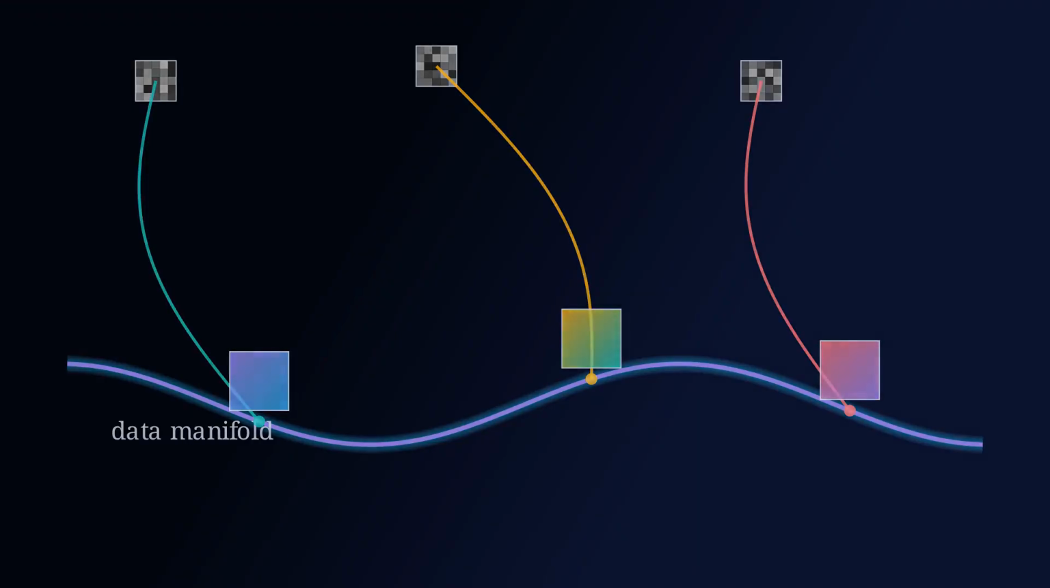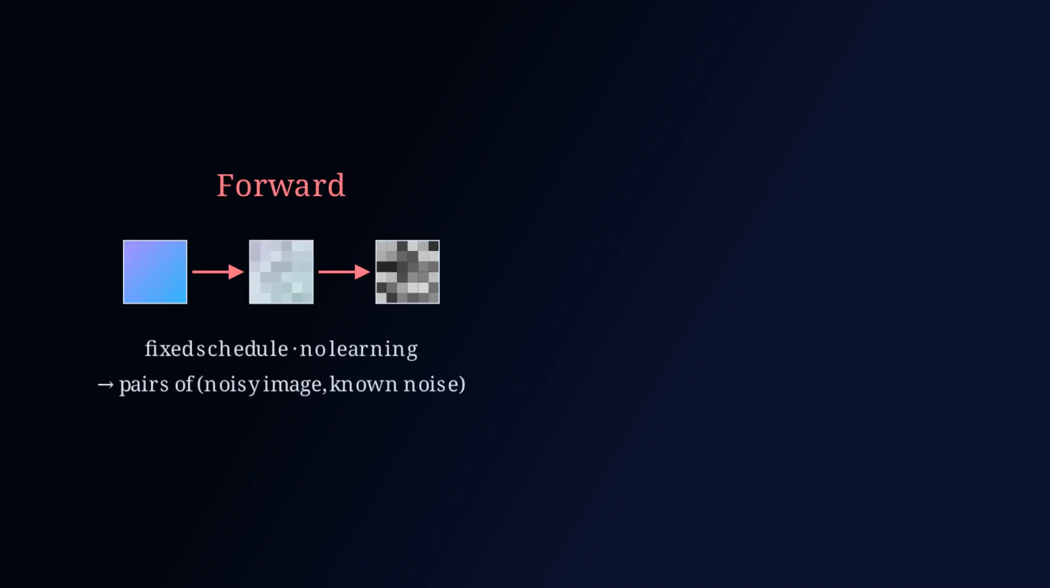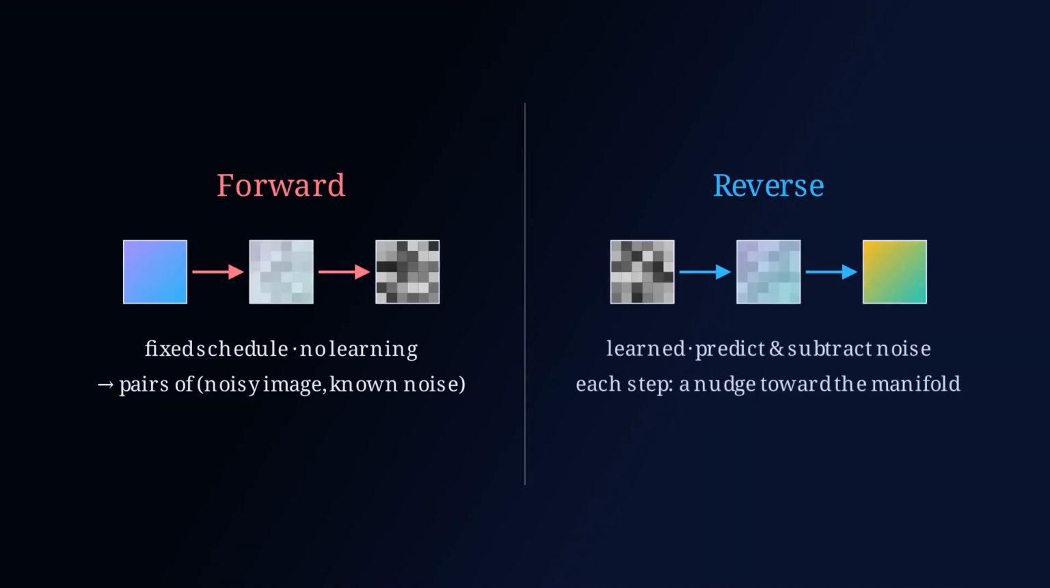Let's tie the two halves together one last time. Forward. Take real images and dissolve them into noise along a fixed schedule. No learning required. That gives us endless practice pairs of noisy image and known noise. Reverse. Train a single network to spot the noise, then start from static and subtract predicted noise step by step, each subtraction a small gradient nudge toward the data manifold, until an image appears.